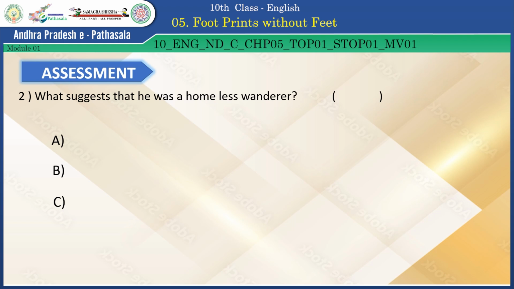What suggests that he was a homeless wanderer? Here are your options. No clothes, no money, both of the above. Come on, guess the answer. Very good, children. C is the right option. Both of the above. You have done a great job.